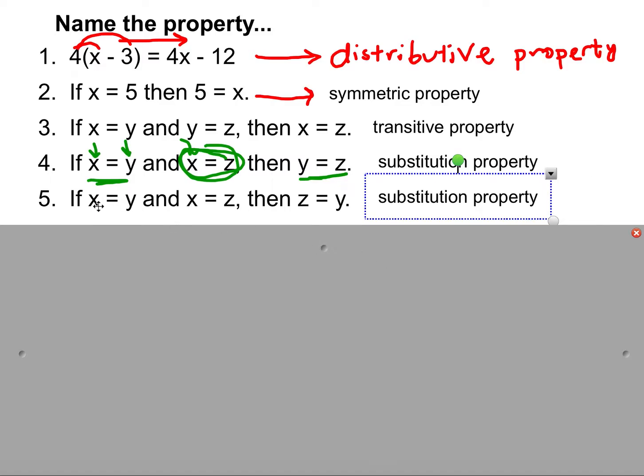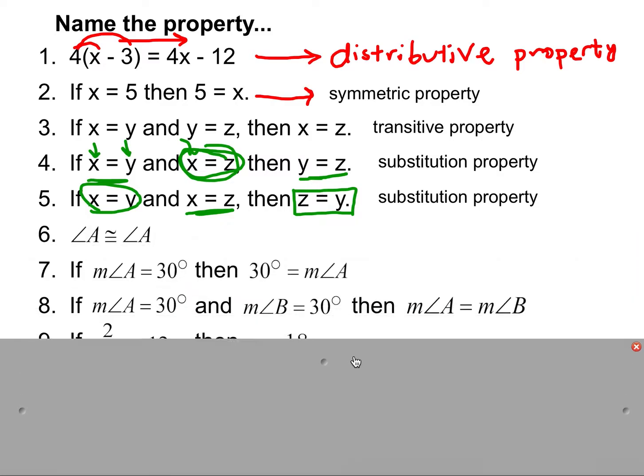It's the same thing, all right, except this time I'm substituting in a z for x. So in this statement here, because x equals z, anywhere I see an x, I can replace it with a z. So I'm taking this statement, I'm rewriting it here, but instead of x, I'm writing z, and that's how we get this statement. So that is substitution as well. Okay, let's move on. We got a few more.